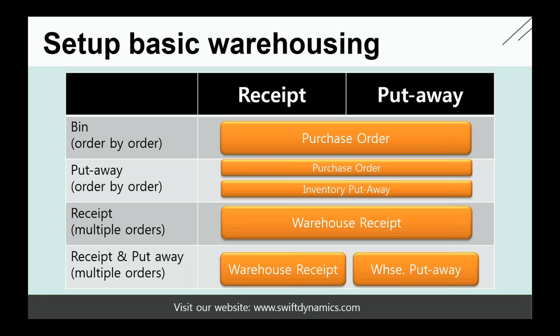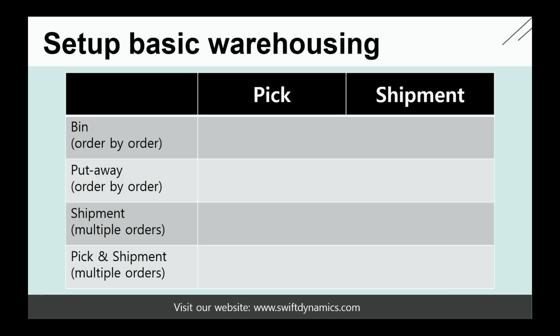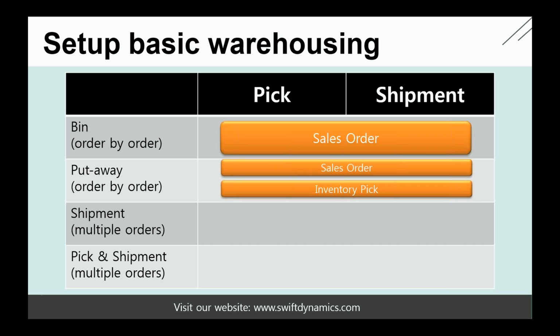So this is a very important overview for receipt and put away. You have the same for pick and shipping. So if we were selling items to a customer, for example, first they should be picked and then shipped. Also here we can combine them in the sales order, and if we want to use the bin, or you can use inventory pick. So in the inventory pick, they're still combined just as with the inventory put away.